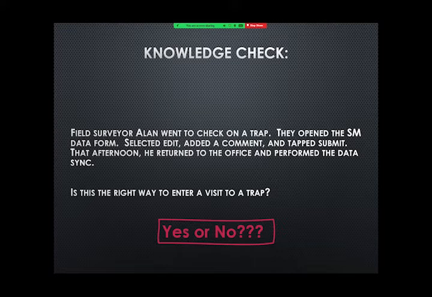All right, so another quick knowledge check. Field surveyor Allen, again, I don't know any Allens, I just choose the name, went to check on a trap. They opened the Spongy Moth data form, selected edit, added a comment, and tapped submit. That afternoon, he returned to the office and performed the data sync. Is this the right way to enter a visit to a trap? Pretty easy again, yes or no? What do you guys think? Again, bonus points. How should that visit to the trap be entered? Can anyone tell me? Enter it in the activity, not just the comment.